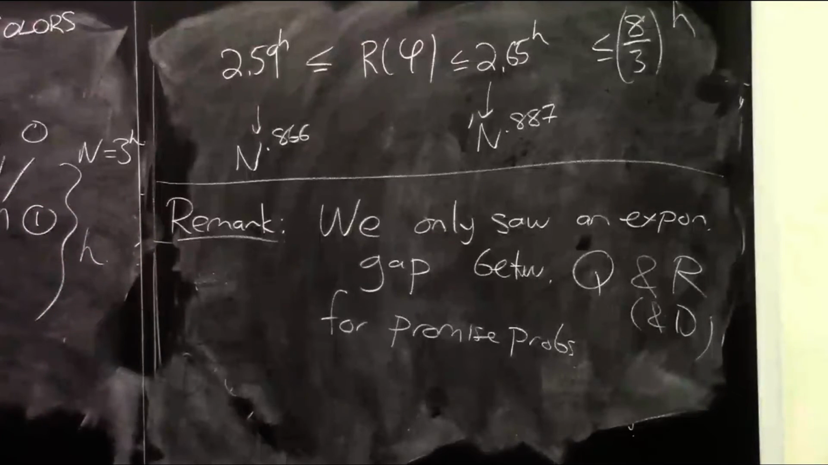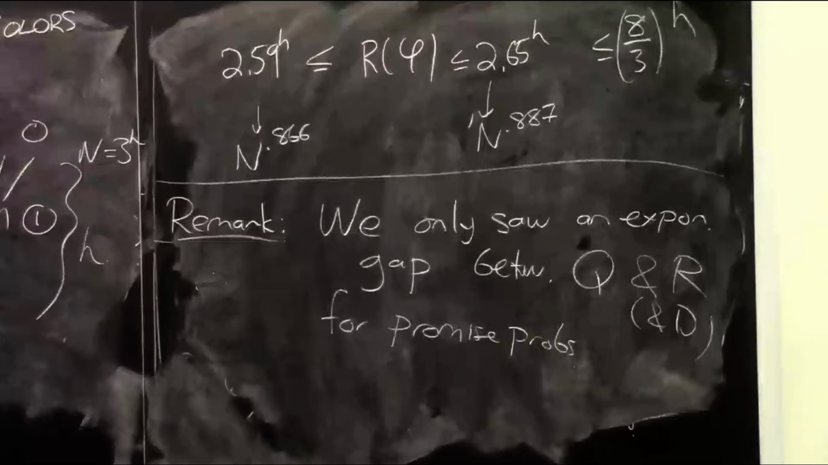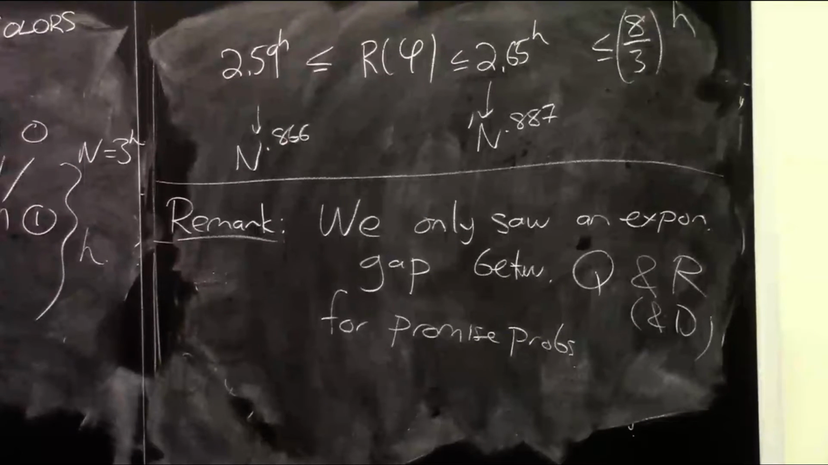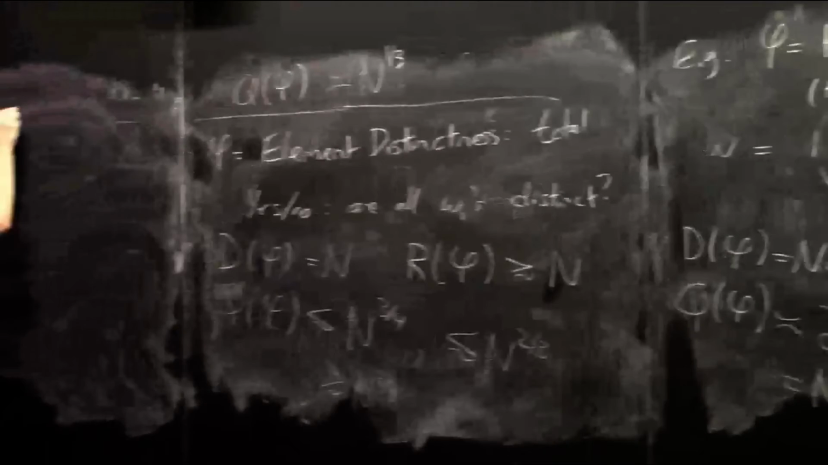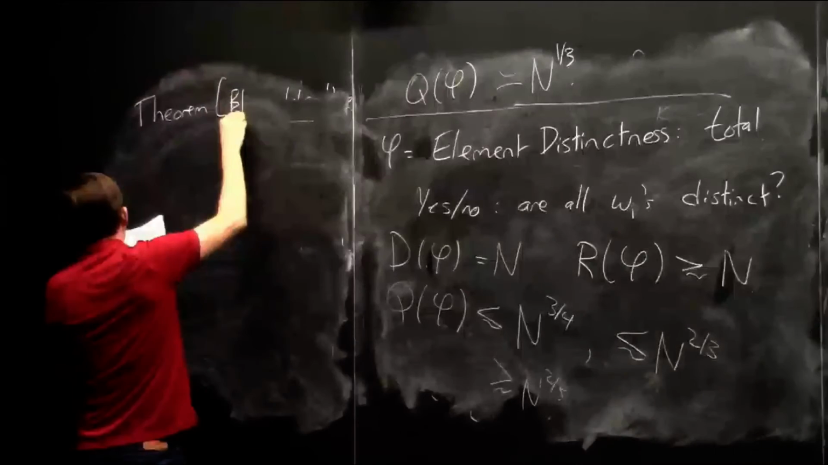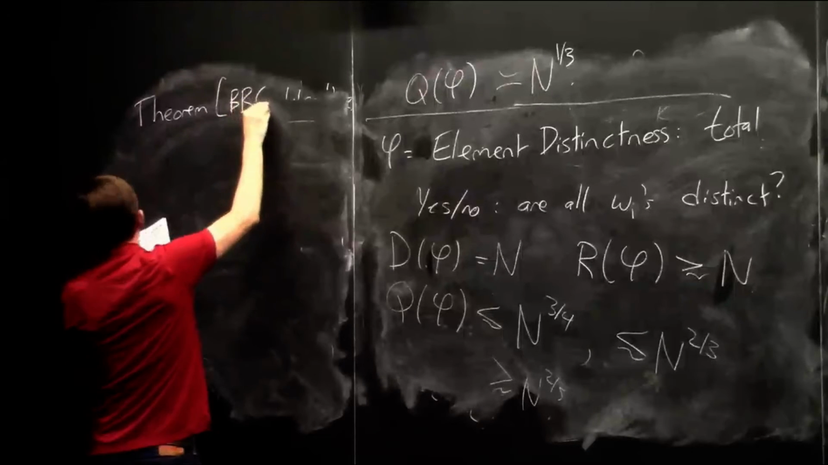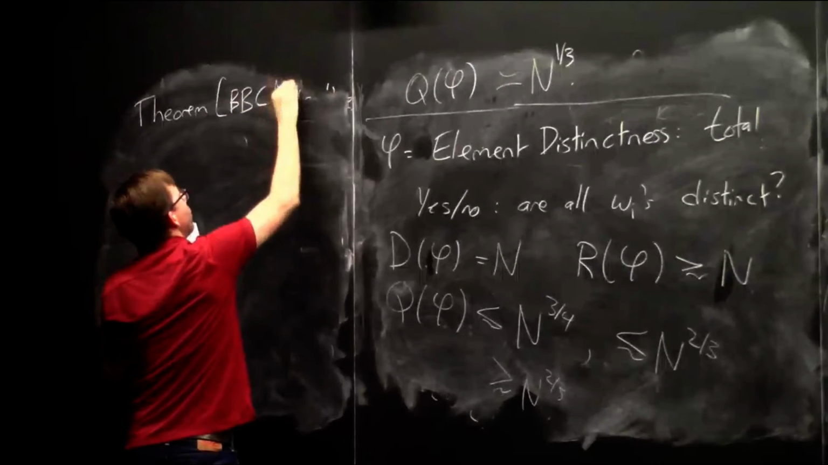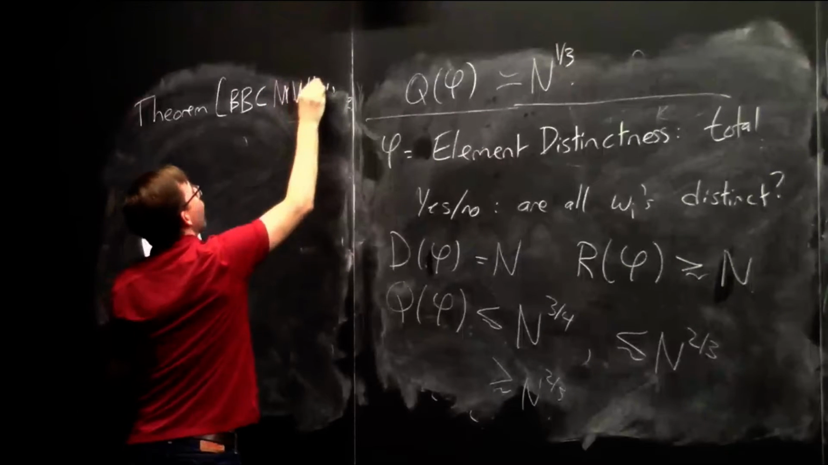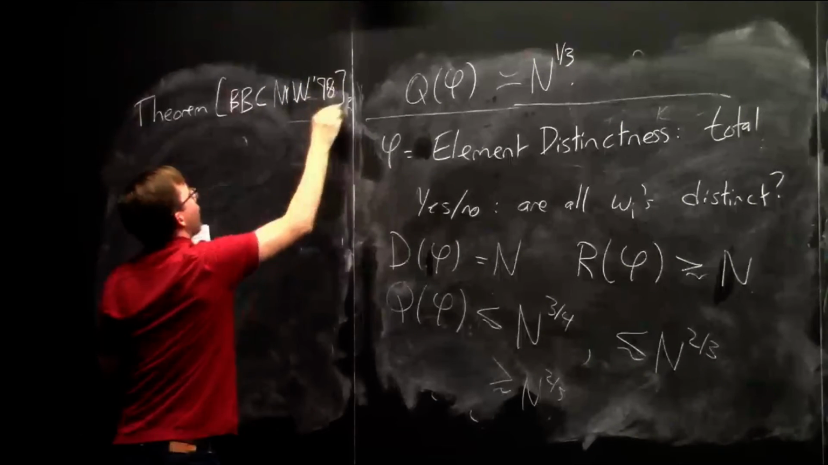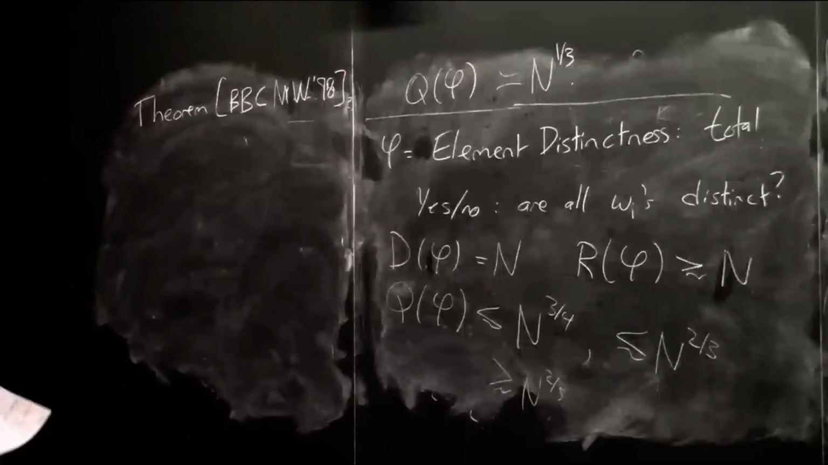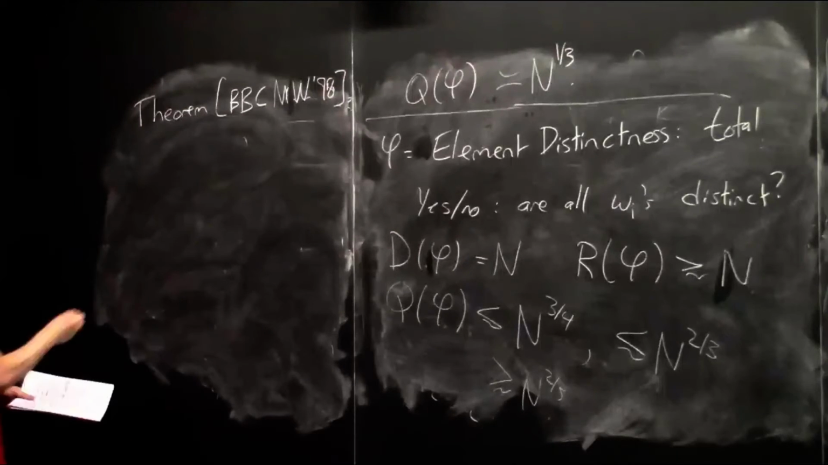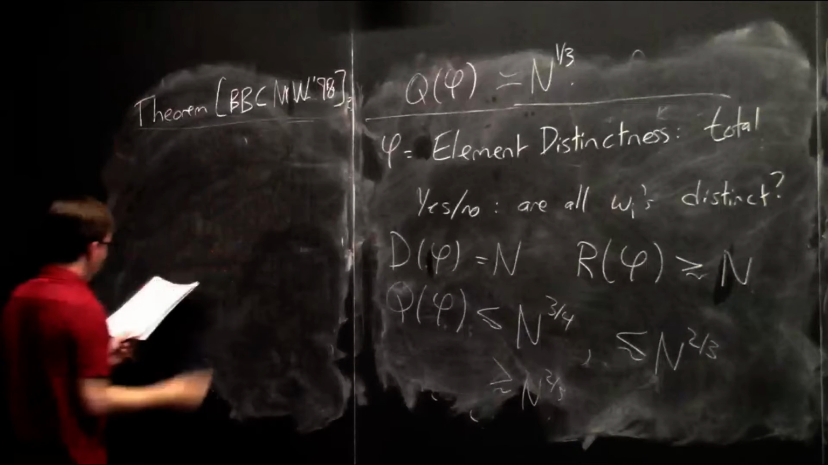In fact, there's a theorem that says you'll never get an exponential gap for a total problem. This is a theorem proven in '98 by Beals and 4 others. Although, as I'll say in a second, it basically followed from known stuff together with the quantum lower bound of root n for the OR problem. But anyway, let me just say the theorem.